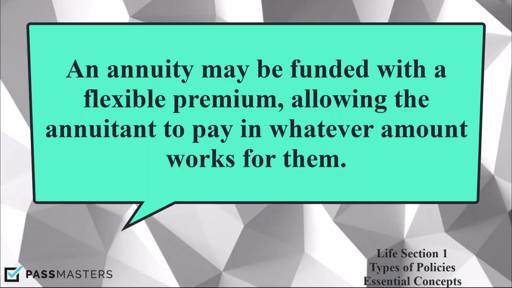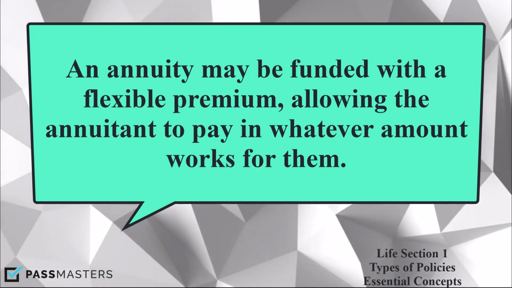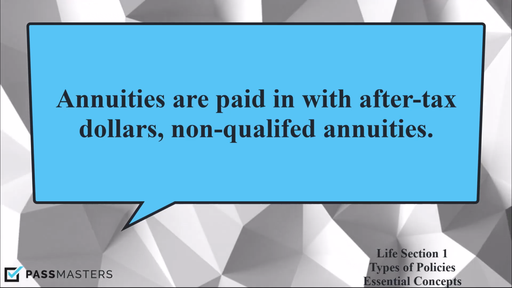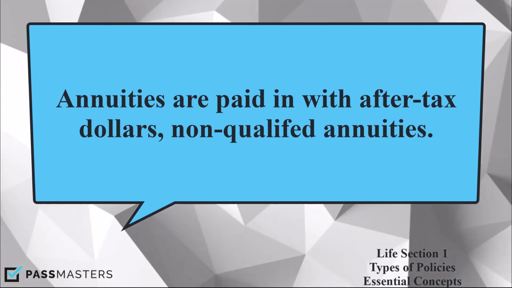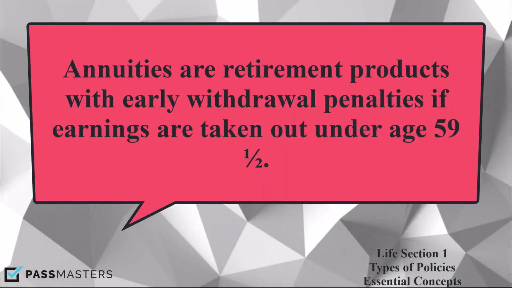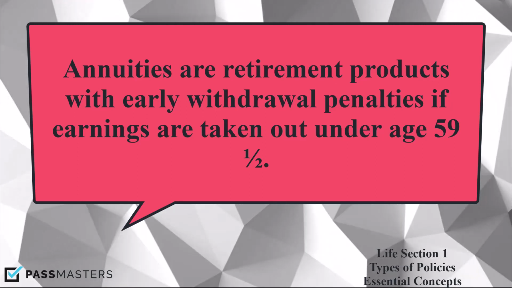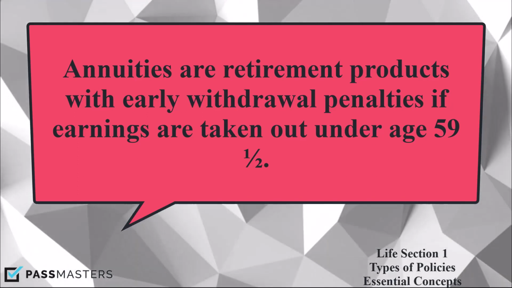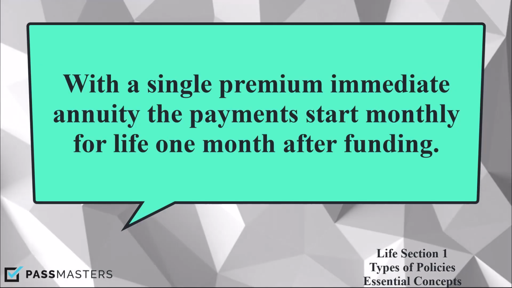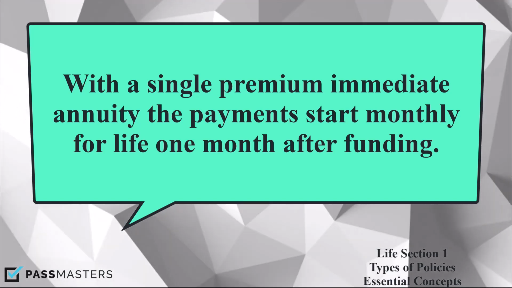An annuity may be funded with a flexible premium, allowing the annuitant to pay in whatever amount works for them. Annuities are paid in with after-tax dollars, non-qualified annuities. Annuities are retirement products with early withdrawal penalties if earnings are taken out under age 59.5. With a single premium immediate annuity, the payments start monthly for life 1 month after funding.